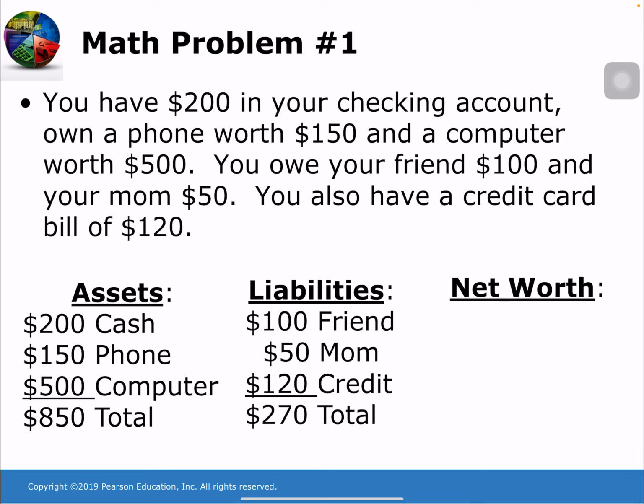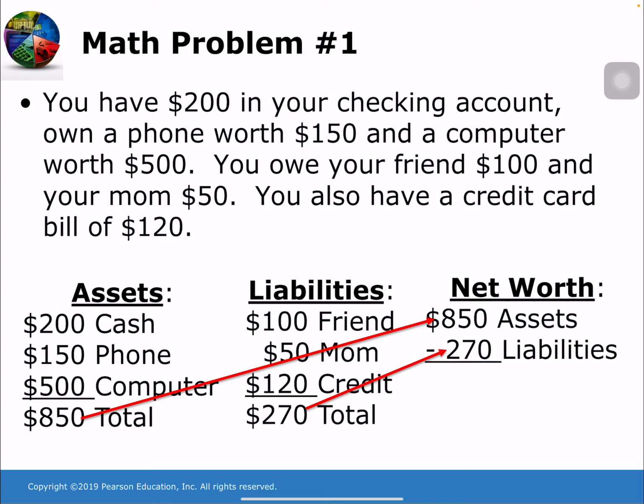Now we know what we own and what we owe. Next, we're going to figure out what our net worth is. We're going to take our assets of $850. We're going to take our liabilities of $270 and we'll subtract that, because assets minus liabilities is our net worth. And so our net worth would be $580. And that is the solution of our problem. So we have an equity or a net worth of $580.